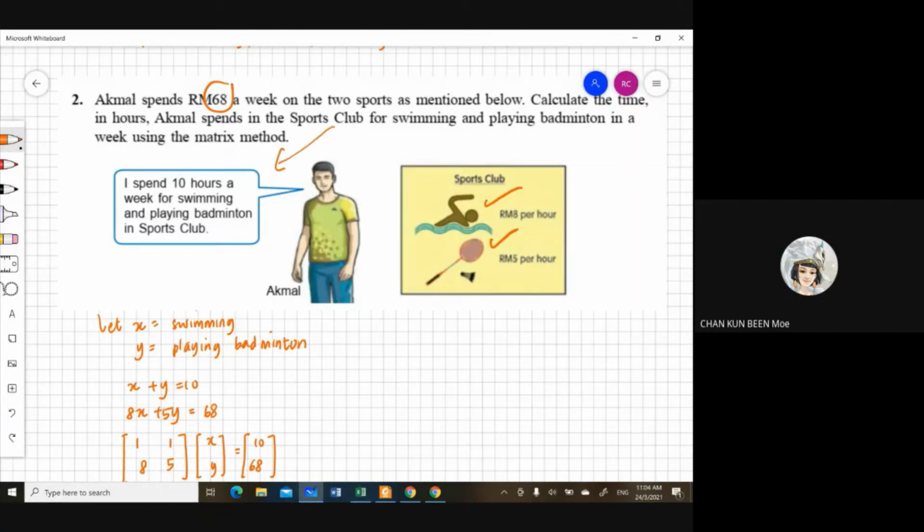So from what Ahmad said over here, he spent 10 hours a week for swimming and playing badminton in sports club. So same thing, I made assumption over here, let x equal to swimming, let y equal to playing badminton. So x plus y is equal to 10 because he spent 10 hours on swimming and playing badminton. So this is the linear equation that we have. After that, he spent 68 ringgit a week on 2 sports. The cost of swimming is 8 ringgit per hour. Cost of playing badminton is 5 ringgit per hour. Therefore, it is 8x plus 5y equal to 68.